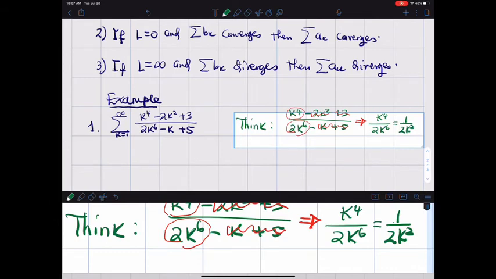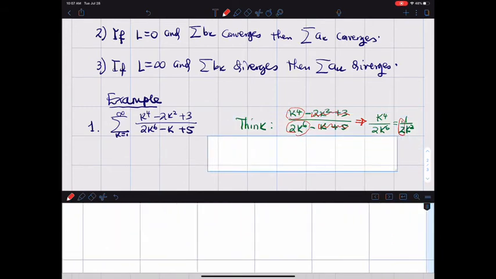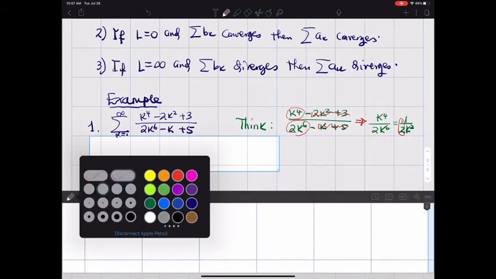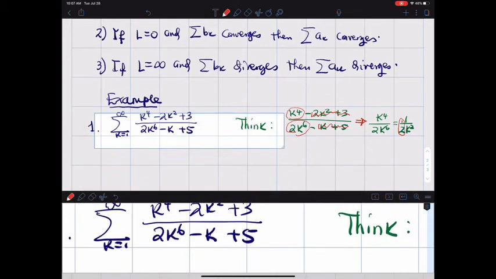Okay? So what we're going to do is we're not even going to worry about this 2, or the 1/2, because it's just a constant. In order to carry out our limit comparison test, this is our AK.